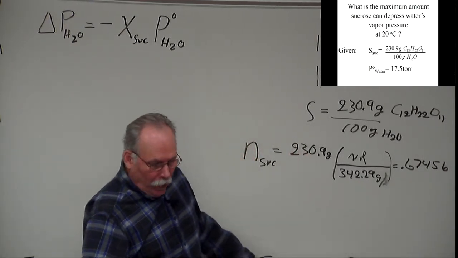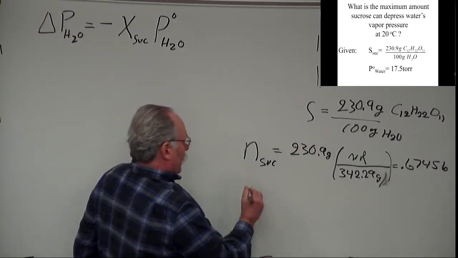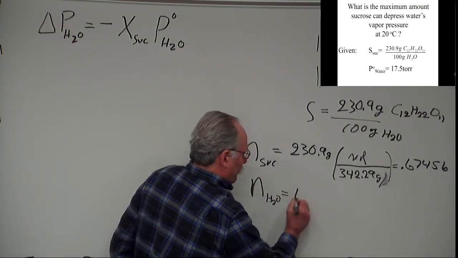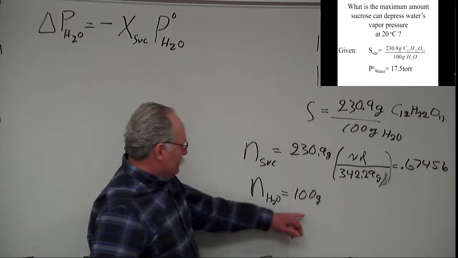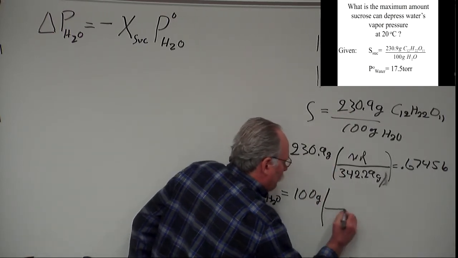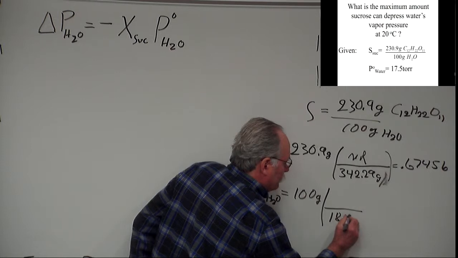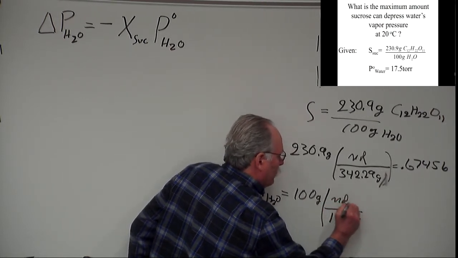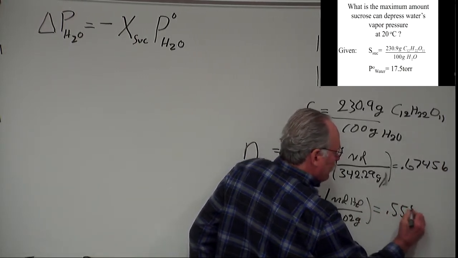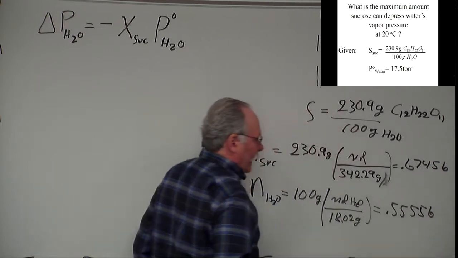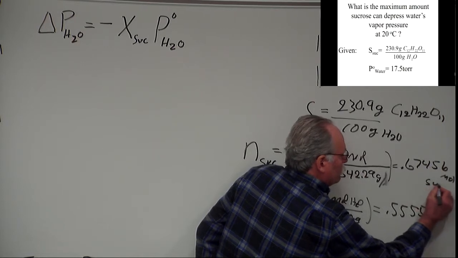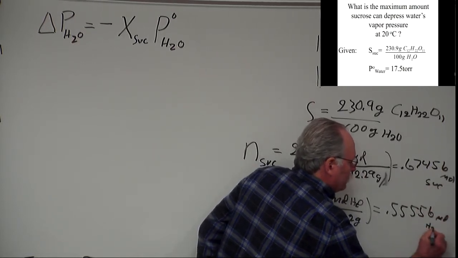Yes, it is. Okay, now we need to calculate the number of moles in 100 grams of water, n H2O, which is equal to, well, we have 100 grams. And this, by the way, is an exact number, okay? It's the number of moles per 100 grams. And we have around 18.02 grams per mole of H2O. And this will be equal to 5.5556, okay? So there's the moles, and this is moles of sucrose, and this is moles of H2O.